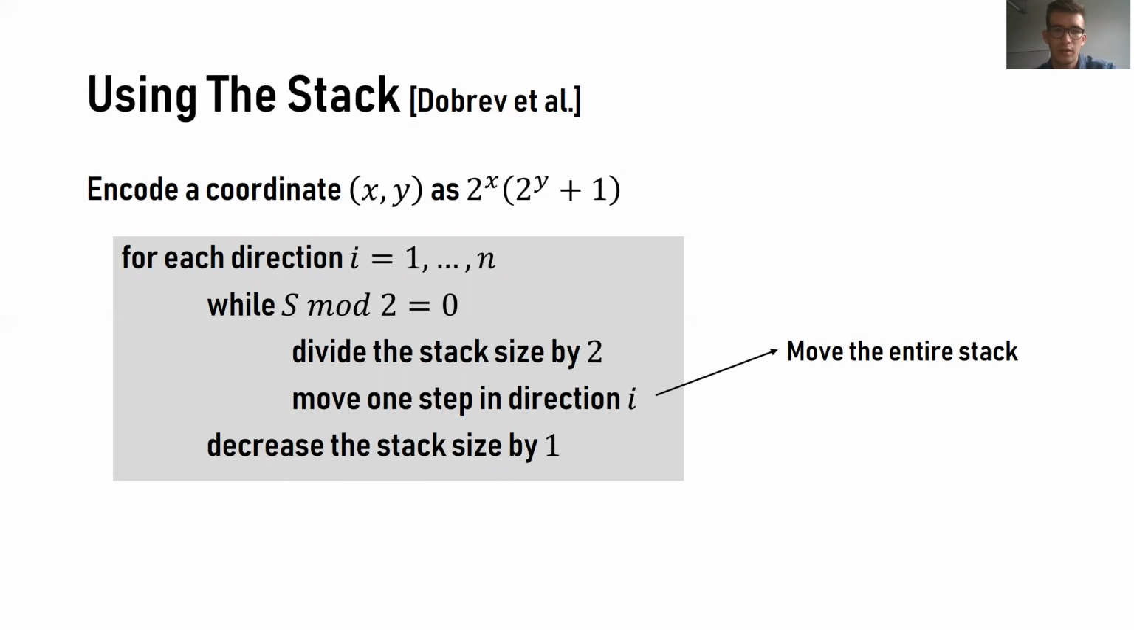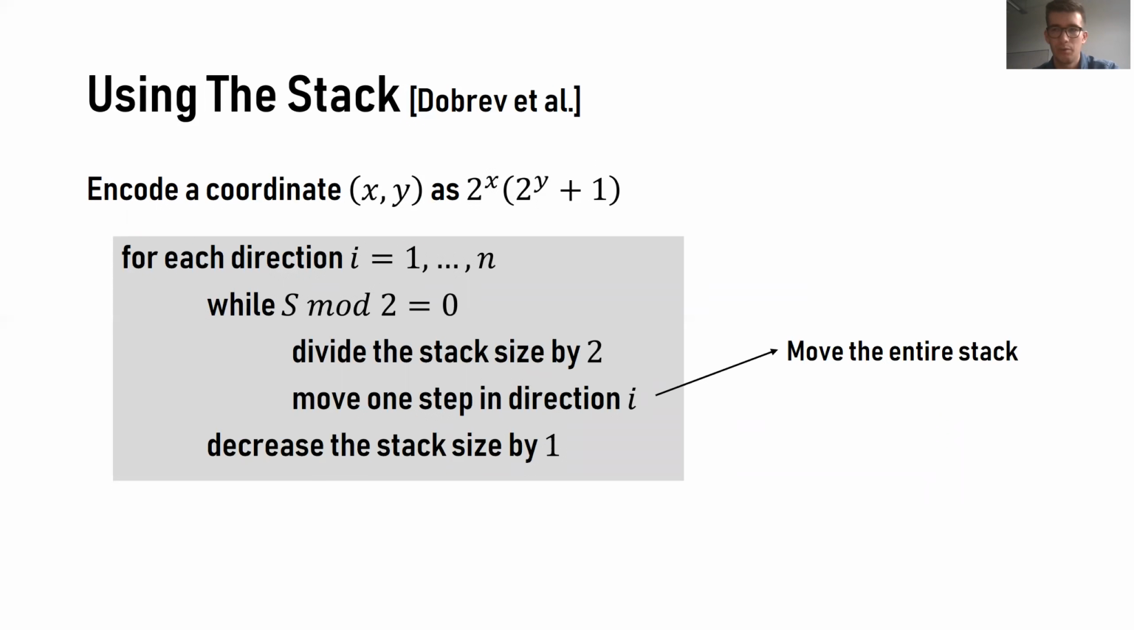We again check, so now the value of s is halved. So we again check if it's divisible by 2 and repeat. And once we know that it's not divisible by 2 anymore, we just need to move on to the next coordinate. And we can do that by decreasing the stack size by 1. So this is essentially getting rid of this number 1 here.